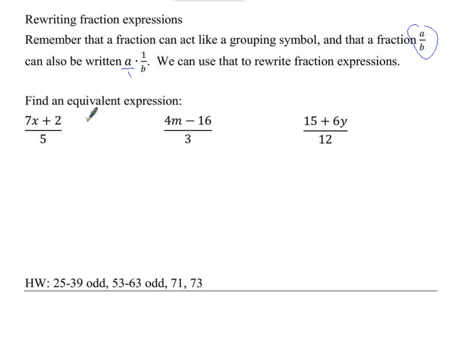Find an equivalent expression. We have 7x plus 2 divided by 5. So the 7x plus 2 is all divided by 5. So I'm going to use this idea here of a fraction being rewritten like this to make that 5 go where? 1/5. That's right. It'll be 1/5 times 7x plus 2.